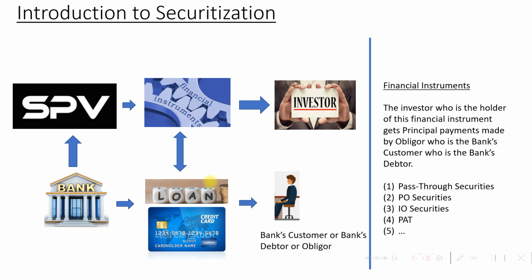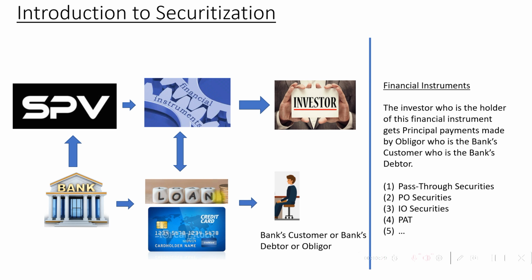Now, conversion of an existing asset, which is a non-marketable asset, into marketable securities is known as asset-backed securitization. As I was explaining, some of the examples are car loans or housing loans. Again, conversion of future cash flows, which is a non-marketable asset, into marketable securities is known as future flow securitization. Some of the examples are credit card payments and car rentals.